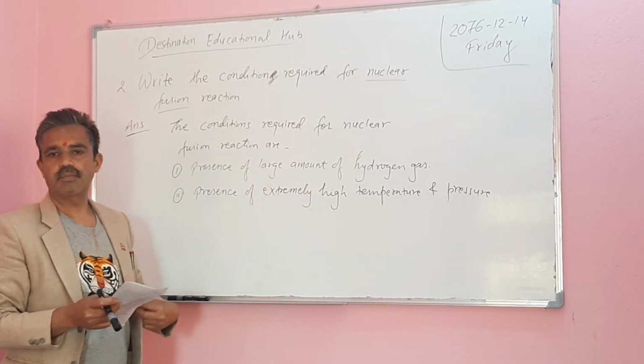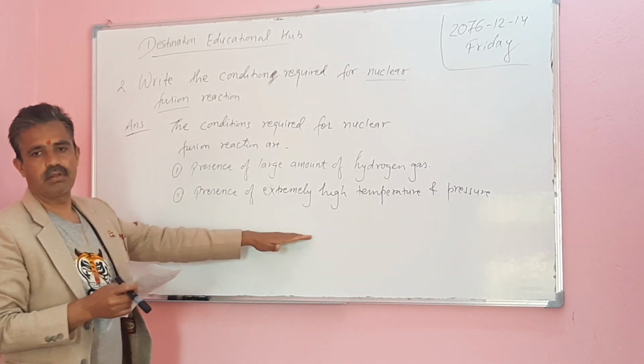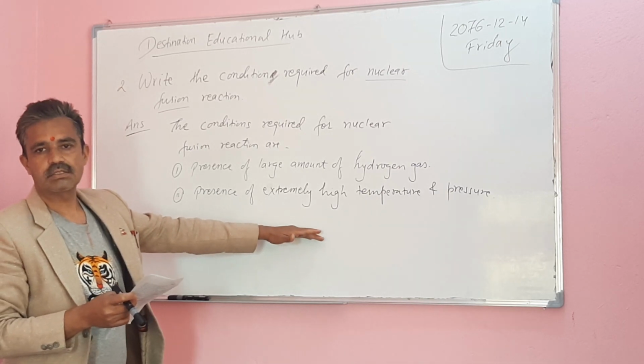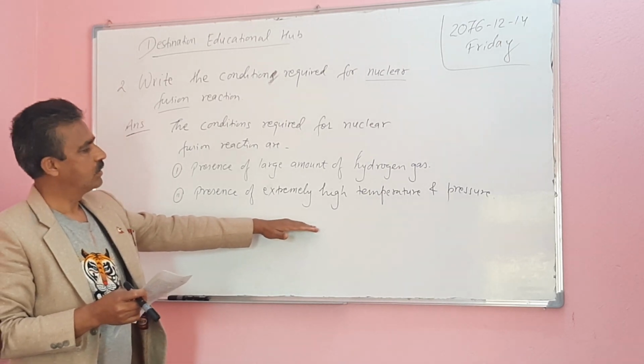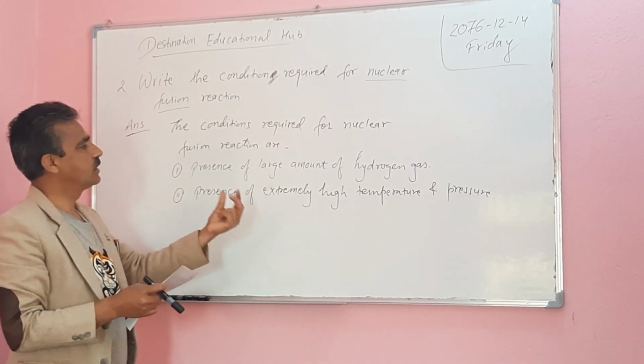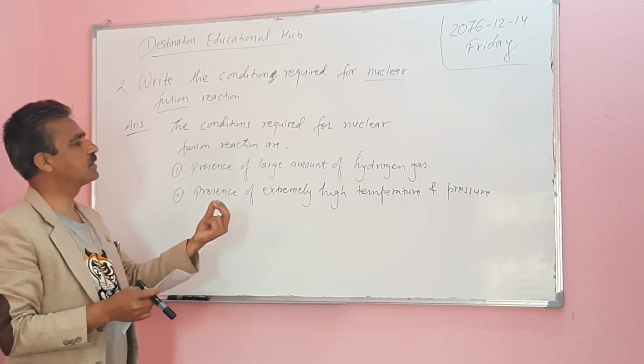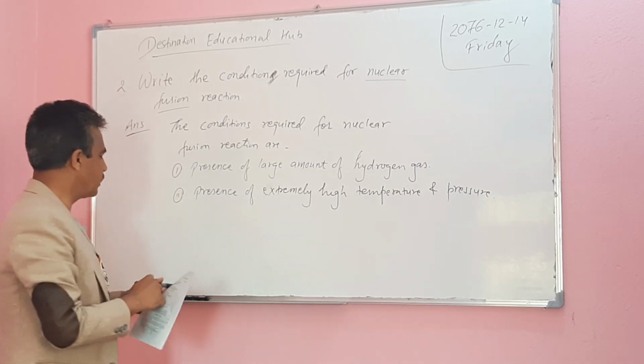This nuclear fusion reaction is possible only in stars because they are made up of hydrogen. It's not possible on the earth because the hydrogen content is very low in the atmosphere, and the temperature and pressure are not sufficient for the fusion.